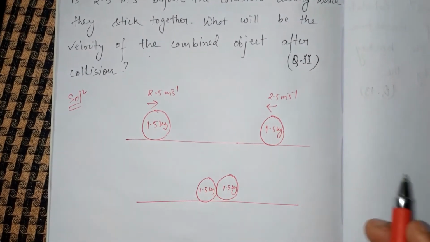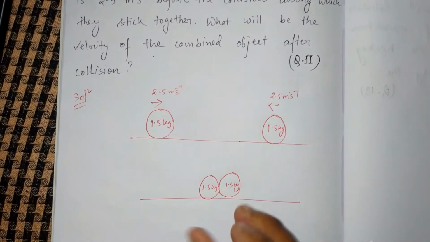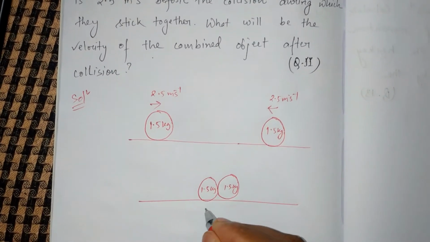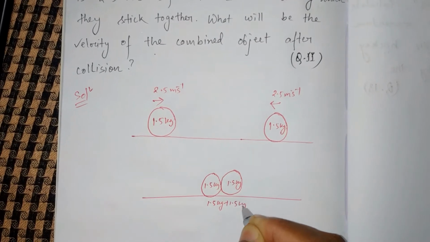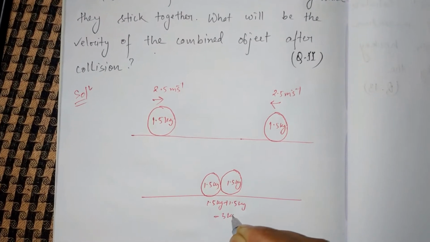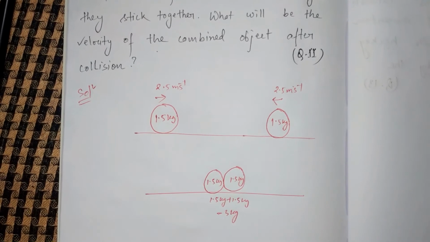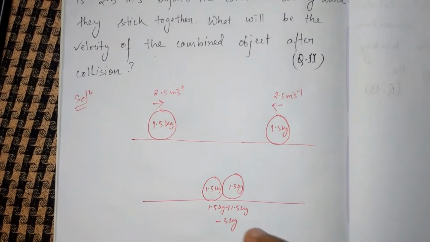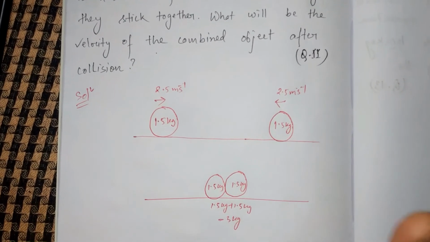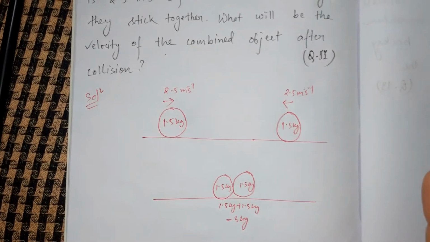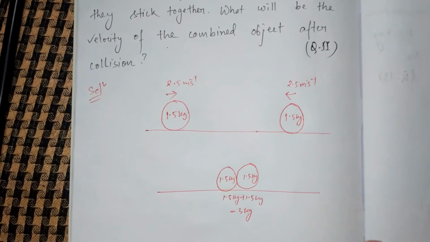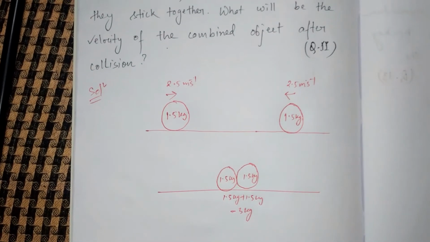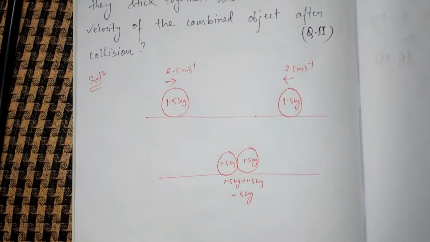So here you can see, as they are combined, the mass will be 1.5 kg plus 1.5 kg, it will be 3 kg. And we need to find the velocity after the collision. So for this we'll use the momentum theory. We'll find the momentum before collision and momentum after collision. From this we can find the velocity of the object. So let's see how it is done.